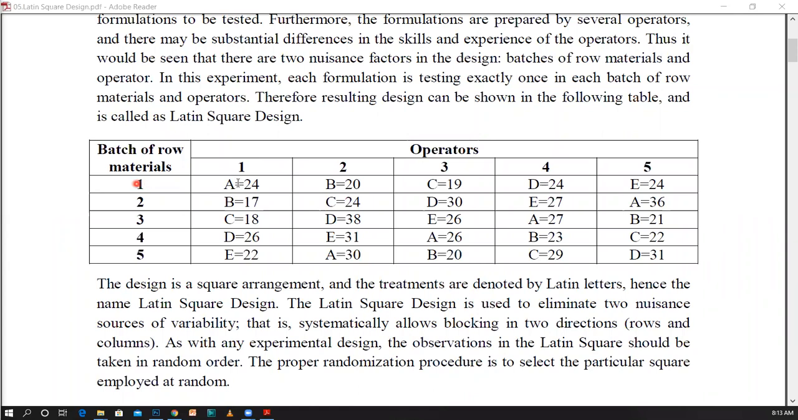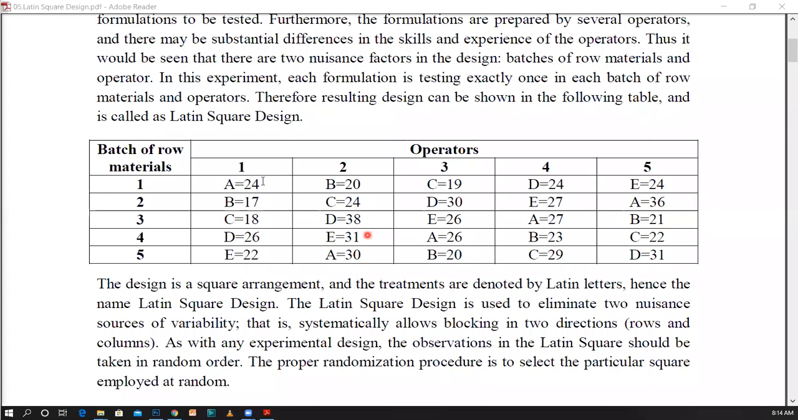in the first block, you can see that all the treatments were applied. A is there, B is there, C is there, D is there, and E is there. All the 5 formulations were applied for this first batch of raw materials. In the second batch also, you can see B, C, D, E, and A. In the third batch, C, D, E, A, B. Therefore, if you consider a row-wise block, or one nuisance factor, within that block you can see that all the treatments were applied.